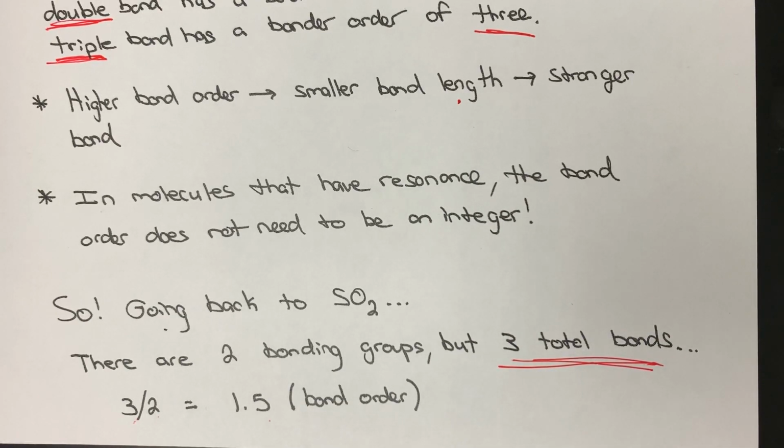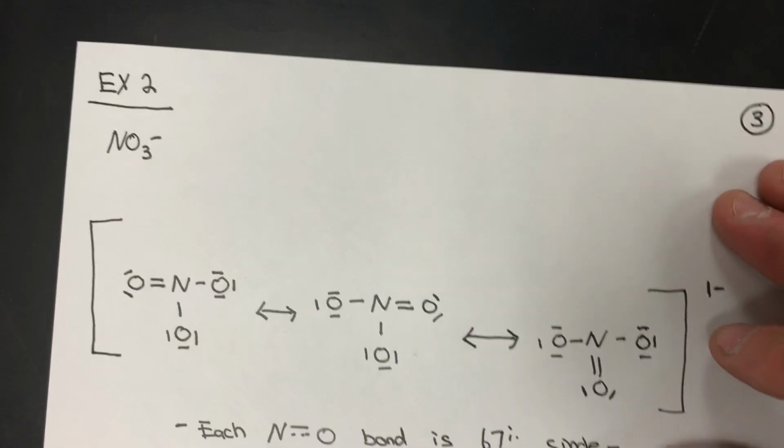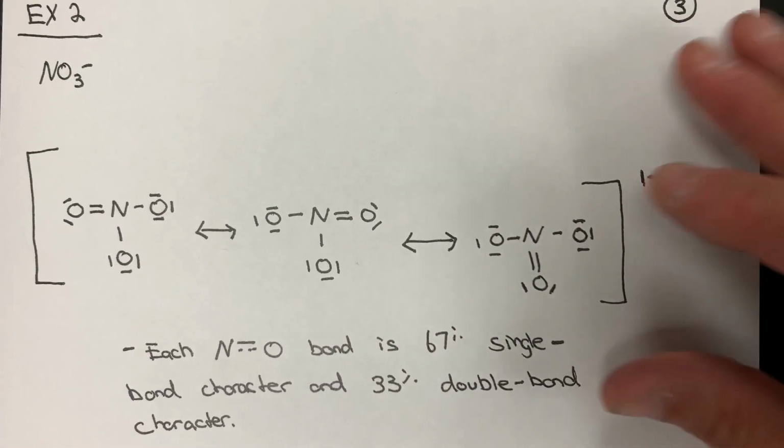And so our bond order specifically is 1.5, okay? We can extend this to a second example, and this is actually the one we dealt with in class today. We took a look at NO3, or nitrate, okay? So let's take a look.